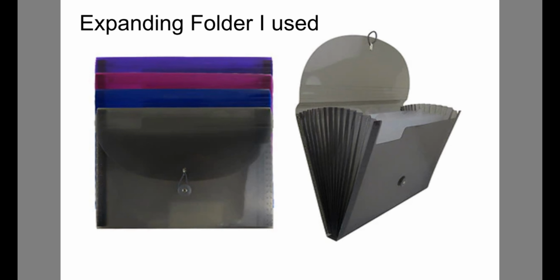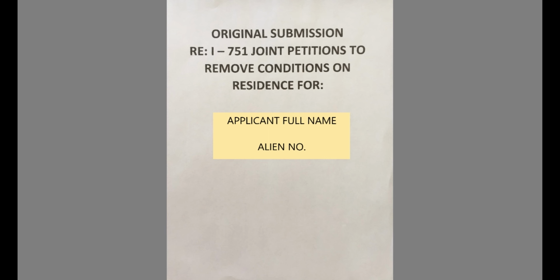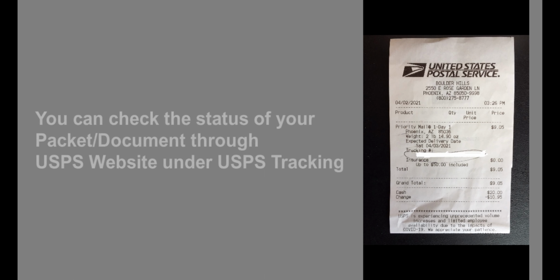And this is the expanding folder I used, and I put all the clips in each pocket. And this is the label that I put on the folder. And this is when it's done. I sent it through USPS, and this is the address. I sent it on April 2, 2021, and they gave me the tracking number.